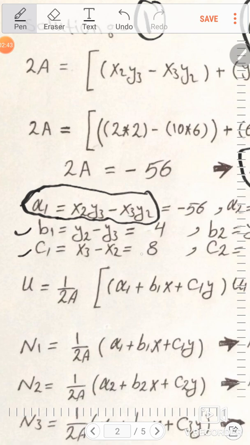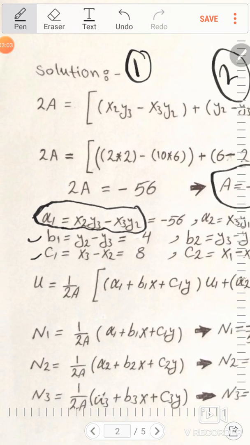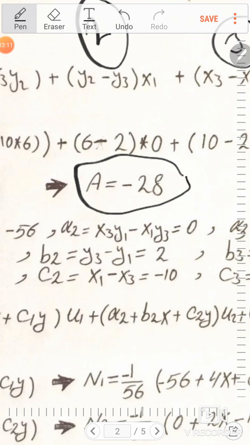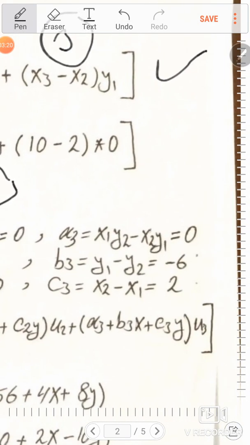How do these values or these rules come about? Just substitute the values of x and y depending on the number of nodes. Like here for example c1 is x3 minus x2, that means the x in node number 3 and the x in node number 2. Same way here for a2, b2, c2, and also the same here for a3, b3 and c3.